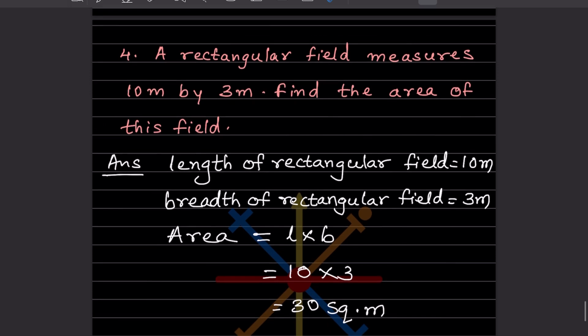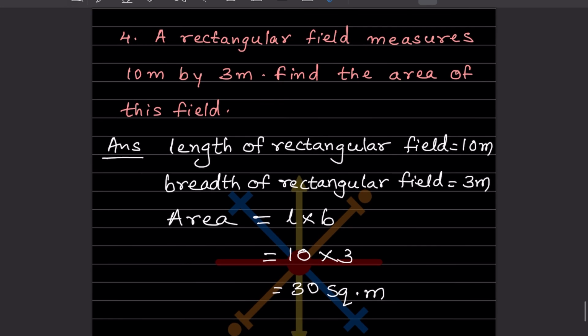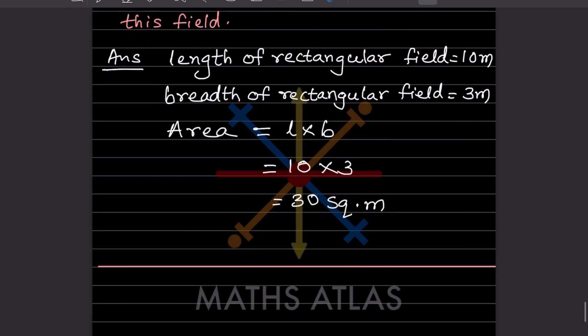Now they said the next one, the rectangular field measures 10 meter by 3 meter. Find the area of this field. So when they say 10 meter, this will be the length and this is going to be the breadth. So length is 10 meter and the breadth is 3 meter. So now the area is length into breadth. So that is going to be what? 10 into 3, and that is 30 square meter. So this is the easiest one.